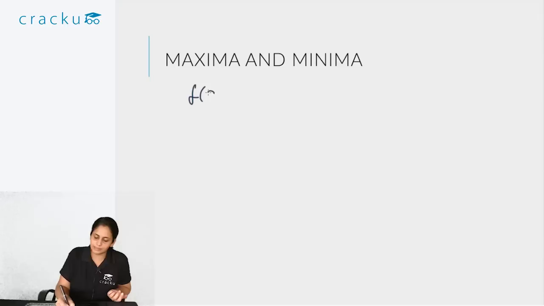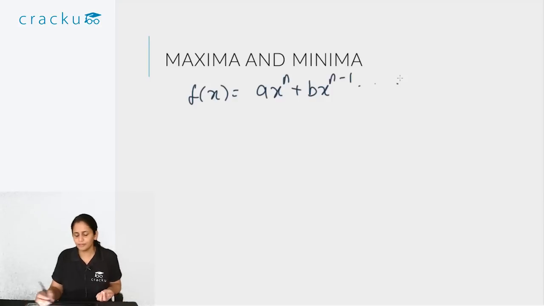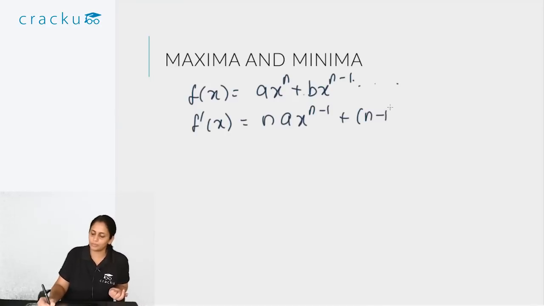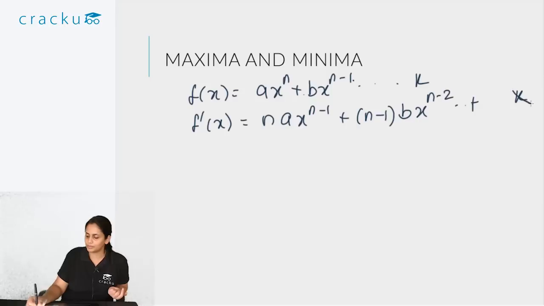So if your f of x is of this form, where you have a x raised to n plus b x raised to n minus 1 and so on, when you calculate f dash of x, the first derivative with respect to x, you get n times a x raised to n minus 1 plus n minus 1 times b x raised to n minus 2 and so on. You take the index out and multiply it. If there is a constant value, that constant disappears. So that is the basic funda of taking a derivative.